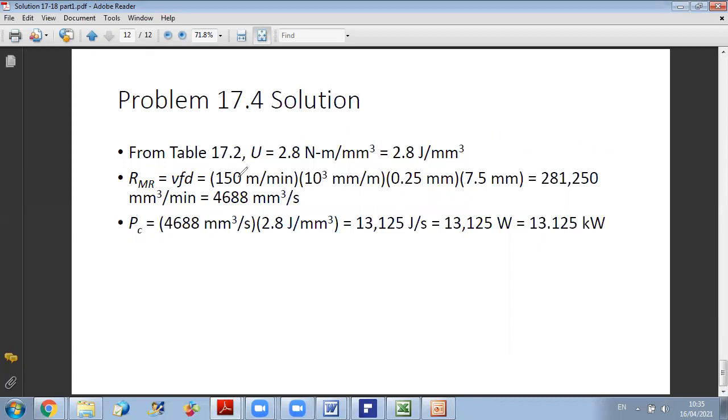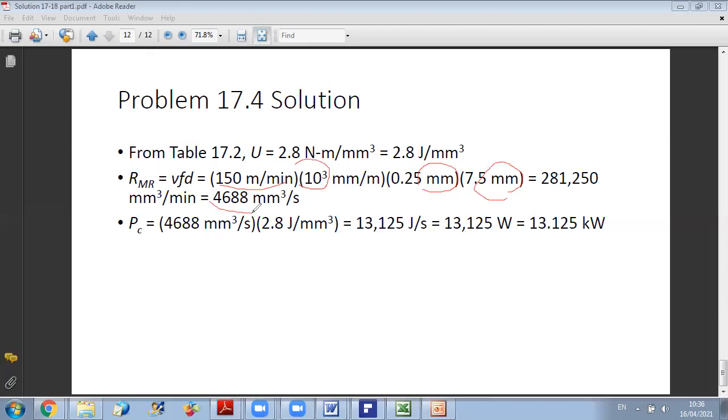Here, V is provided in meter per minute, and F and D are provided in millimeter. So I will convert V from meter per minute to millimeter per second, because the unit time used in general is second. To convert 150 meter per minute to millimeter per second, I should multiply by 10 to the power 3, and divide by 60 to go from minute to second.